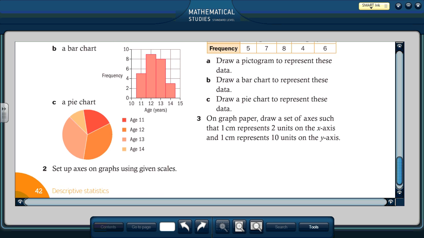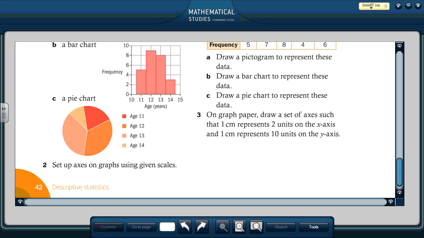Number 3, also do this. So on your graph paper in your spiral, draw a set of axes such that 1 centimeter represents 2 units on the x-axis and 1 centimeter represents 10 units on the y-axis. If you do not have a ruler at home, I will allow you to do this the next 5-ish minutes at the beginning of class, and you can use one of the rulers in the basket.